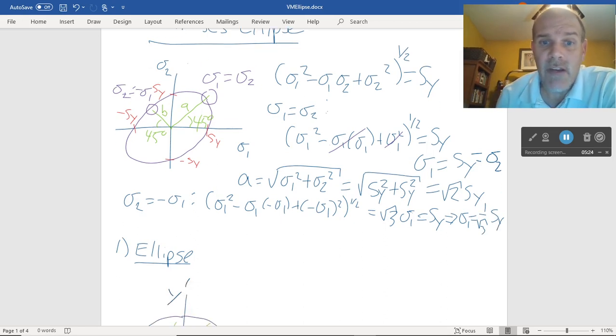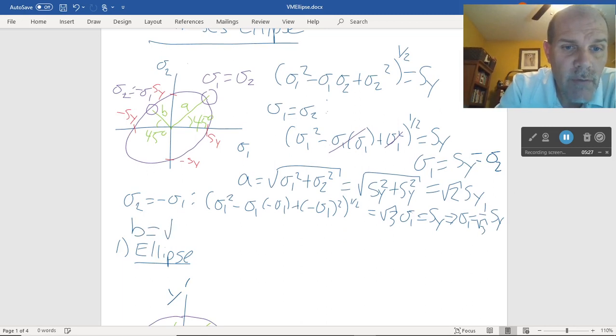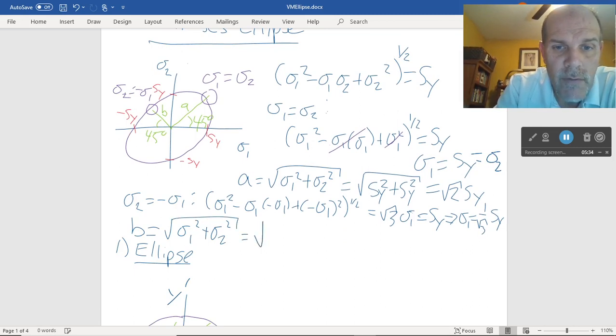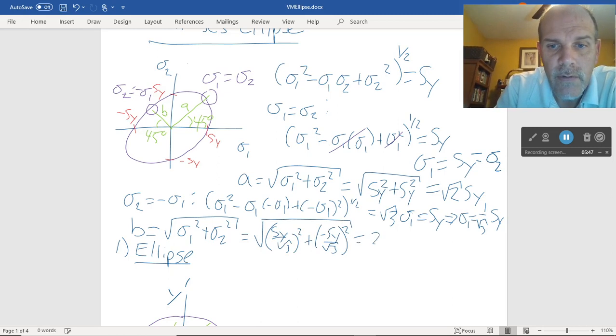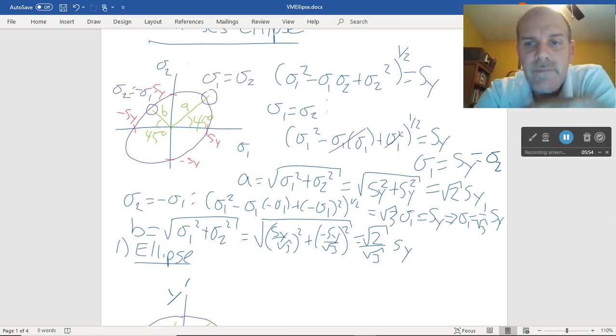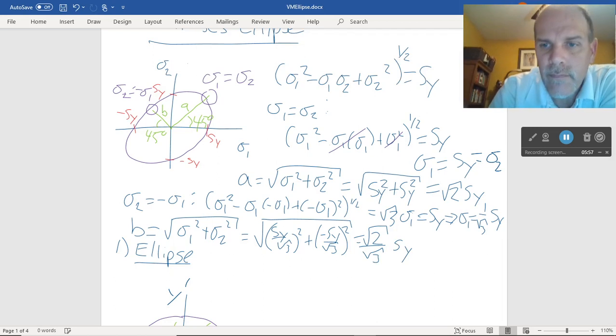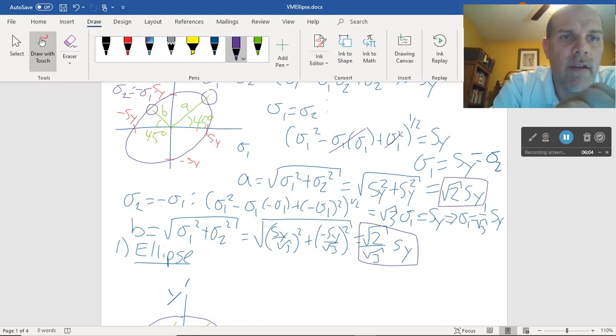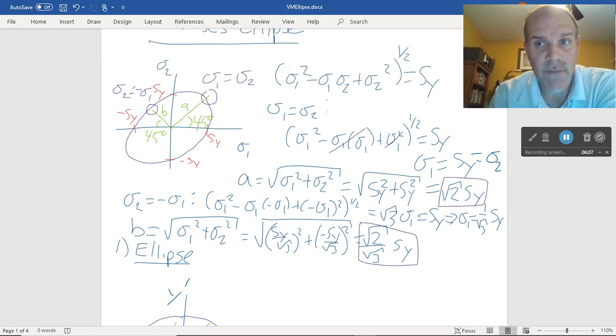And since sigma 1 equals negative sigma 2, to get little b, it's going to be equal again the square root of sigma 1 squared plus sigma 2 squared, which is equal to the square root of yield strength over root 3 squared plus negative yield strength over root 3 squared, which is equal to root 2 over root 3 times yield strength. So this root 2 sy and this root 2 over root 3 sy, those are going to be our tickets once we figure out how to make the ellipse. Because now we got to make an ellipse.